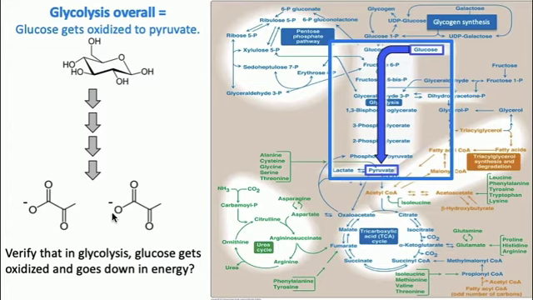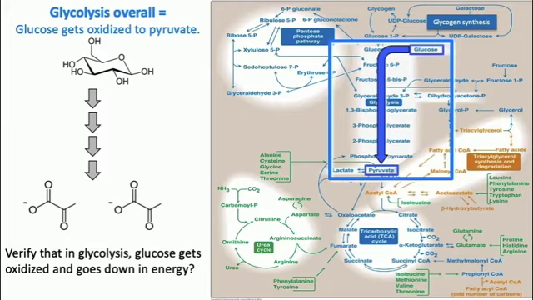And it gets oxidized. But will you pause the video and confirm that in fact this was an oxidation, that glucose went down in energy to pyruvate, and then I will describe how that energy is used to make ATP. Please pause.